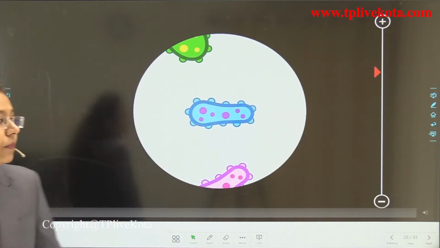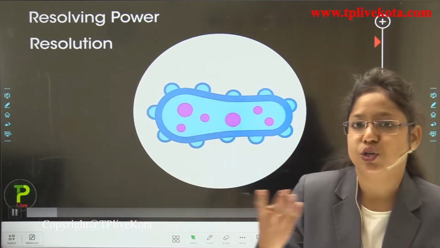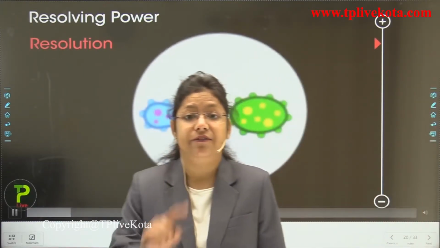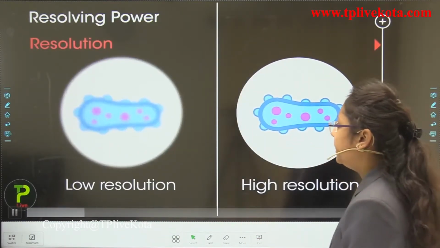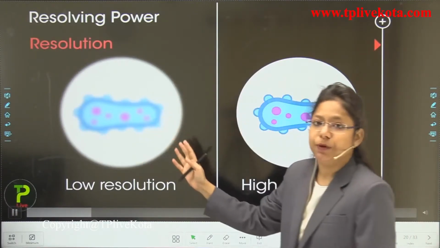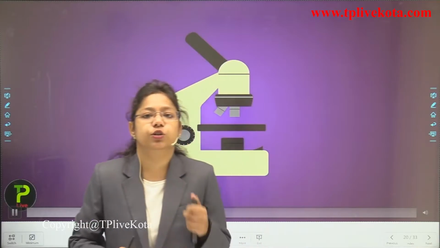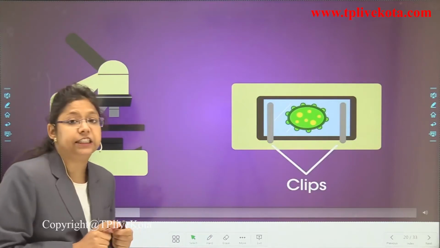So you can see each and every part of the cell under the microscope, maybe in higher resolution or maybe in low resolution. Resolving power and resolution are very important for each and every kind of microscope. You can see that in low resolution the picture is blurred, but in high resolution the picture is very clearly visible to you. Each and every part is very clearly visible. So resolution, and the light which is falling on it, are very important. Now there are the metal clips which are attached to it. These are known as the stage clips as well.